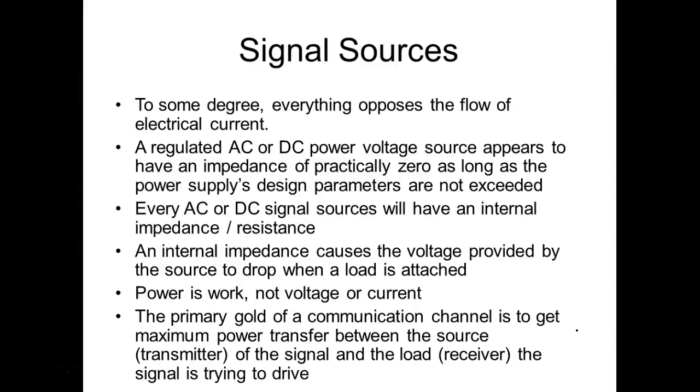Anytime I push current through any type of opposition, we get a voltage drop. Every source of power has an internal resistance. So if my power supply tries to provide a current, it will drop a voltage. Now what regulated power supplies do, if the voltage tries to drop, they put more energy into the power supply and it appears to have 0 ohms. It appears, but it don't. They're compensating for the internal resistance.